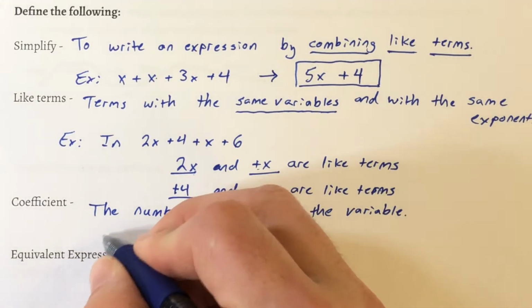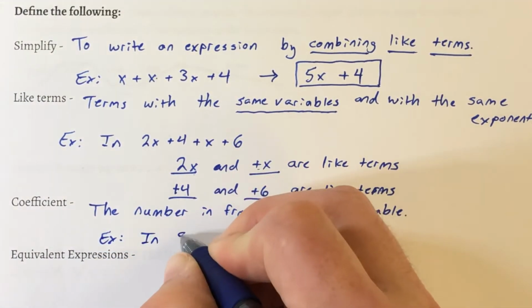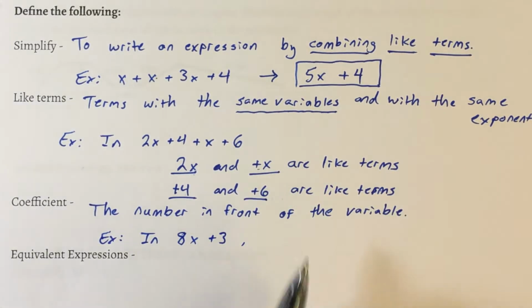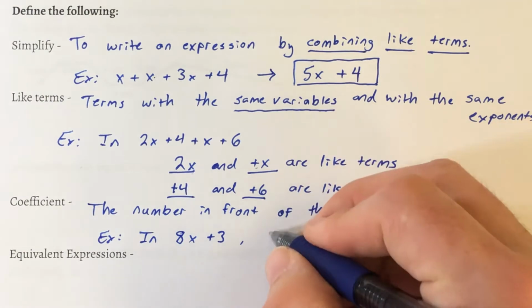All right, so quick example of a coefficient. In the example, 8x plus 3, what's the number in front of the variable? Well, our variable's x. What's in front of it? 8. So 8 is the coefficient.